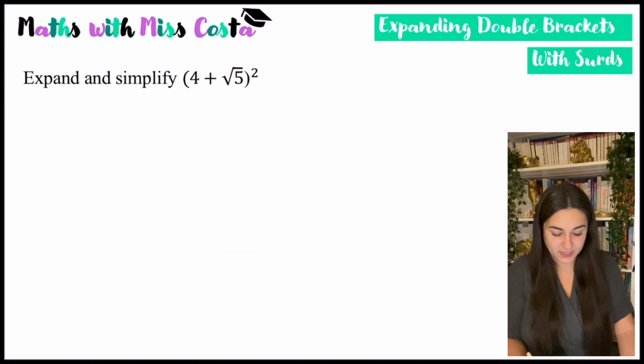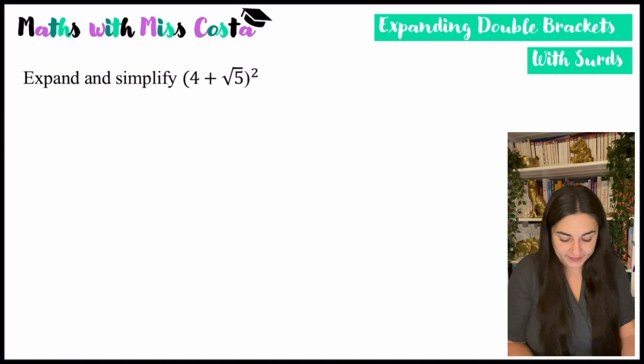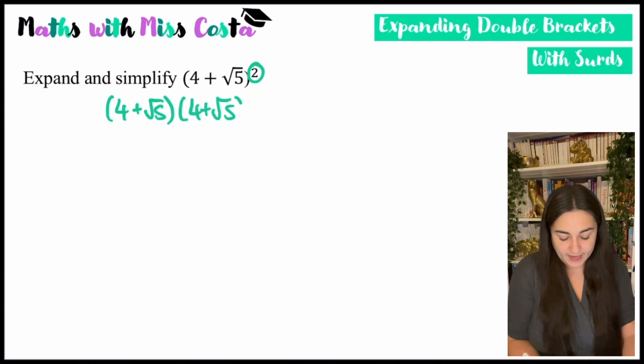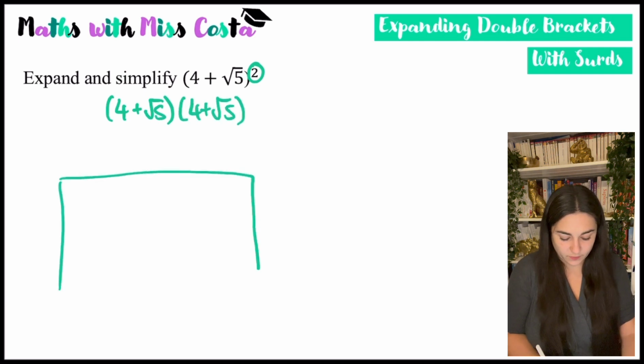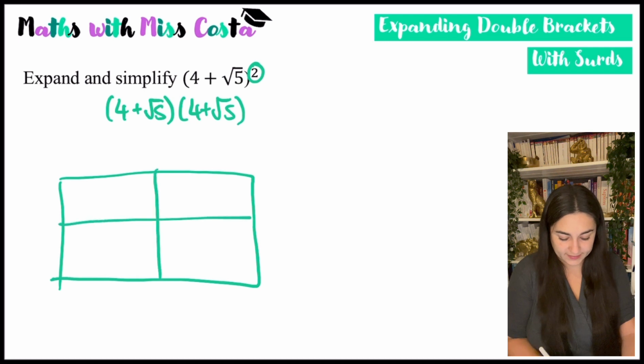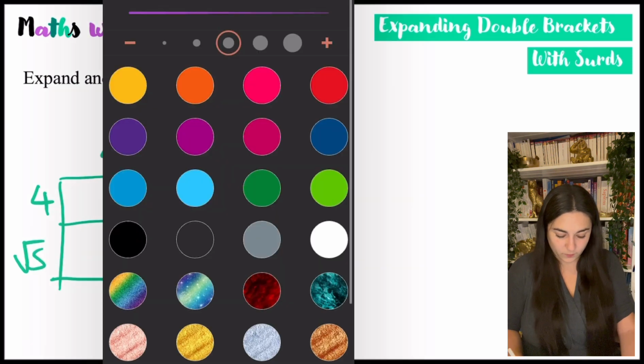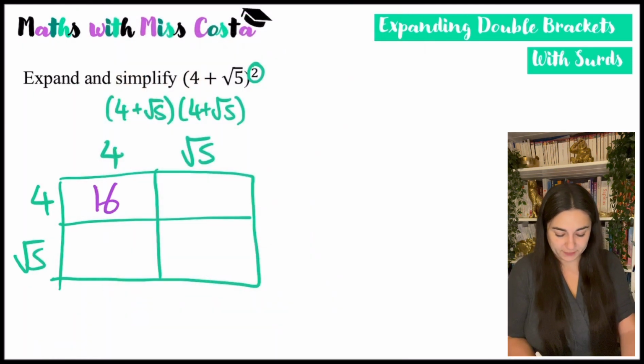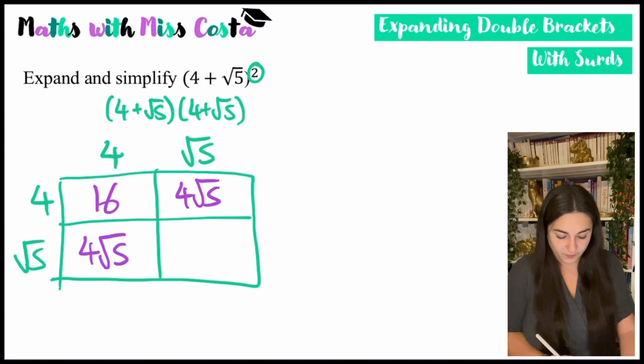Okay, next question. Once again, expand and simplify this. So hopefully by now you recognise that squared just means the whole thing is multiplied by itself. So we're going to write it out twice. And then we can put it in our grid again. So we've got 4 root 5, 4 root 5 here. 4 times 4 would give me 16. 4 times root 5 would be 4 root 5. 4 times root 5 again is 4 root 5.